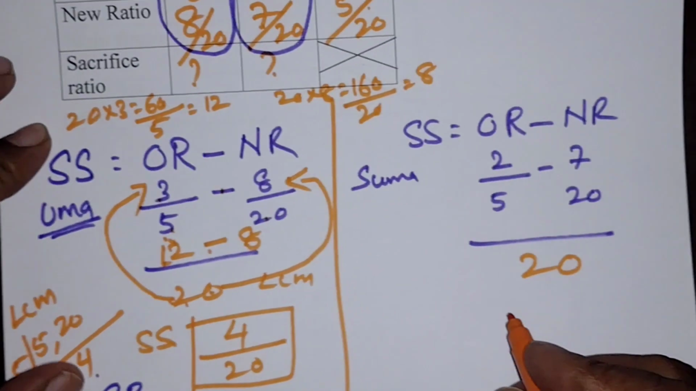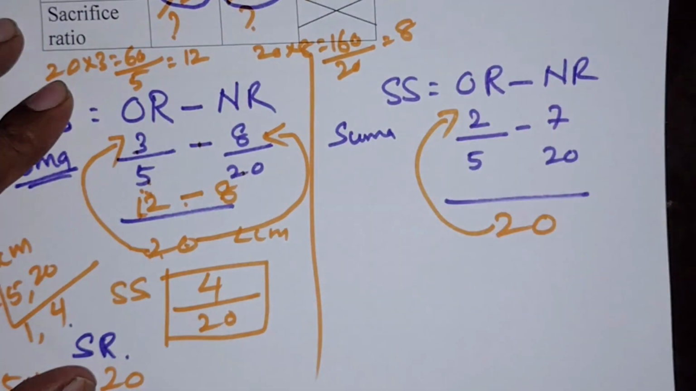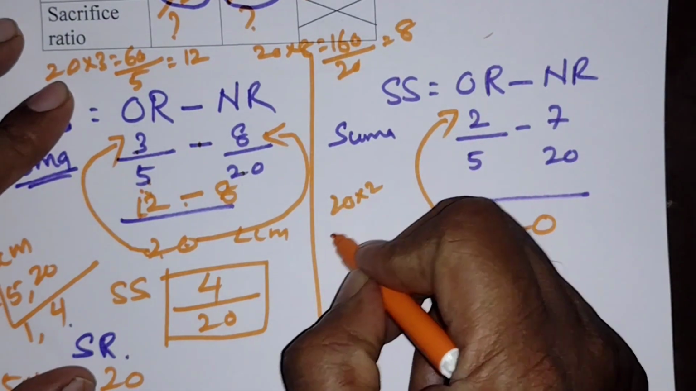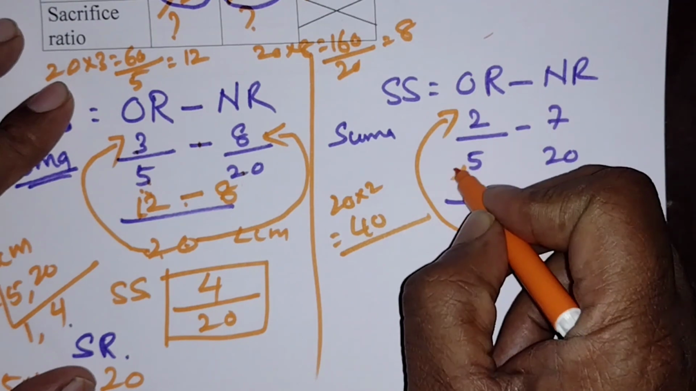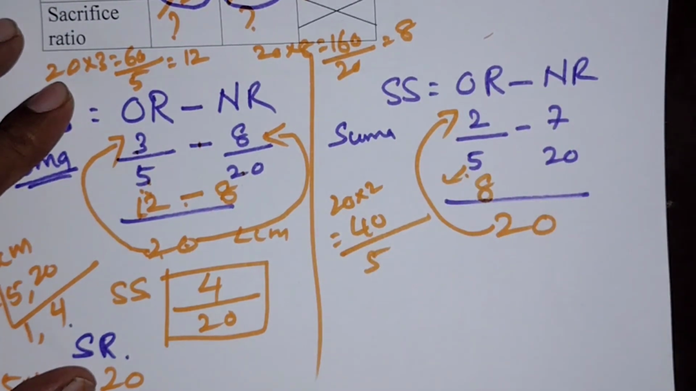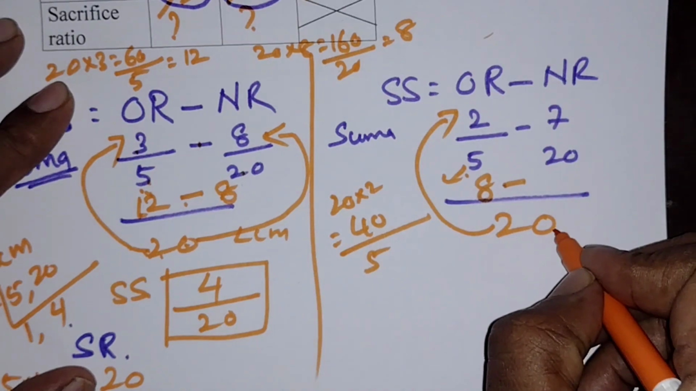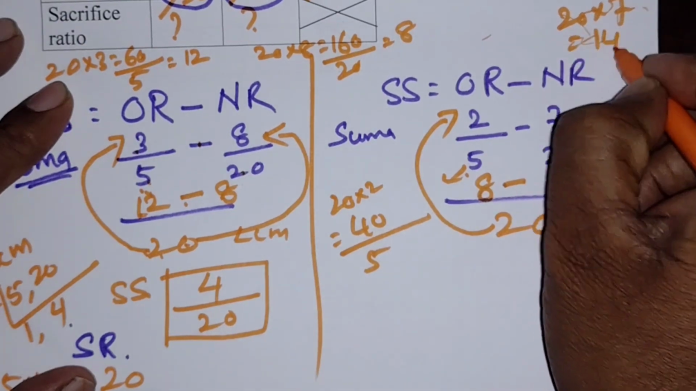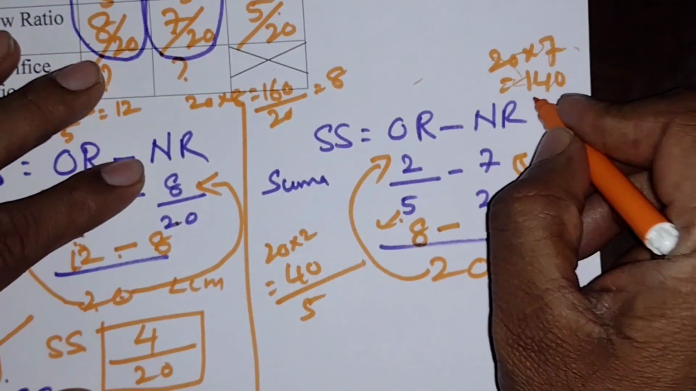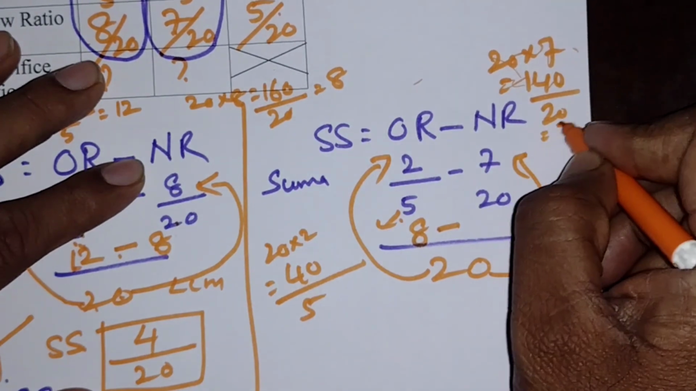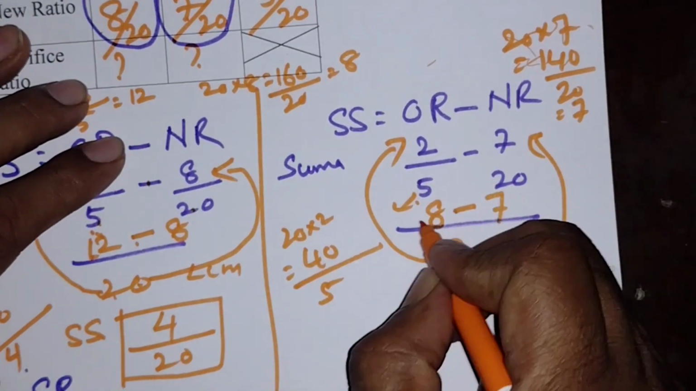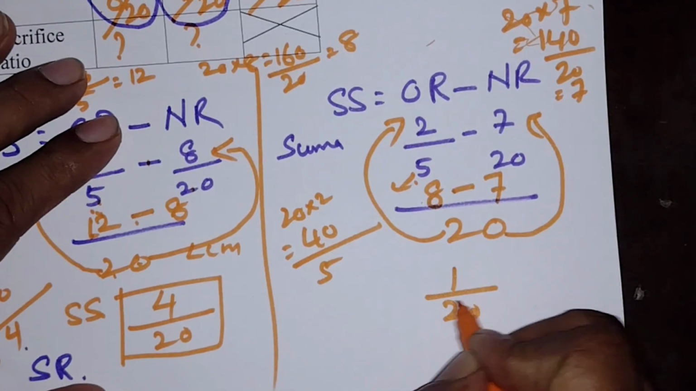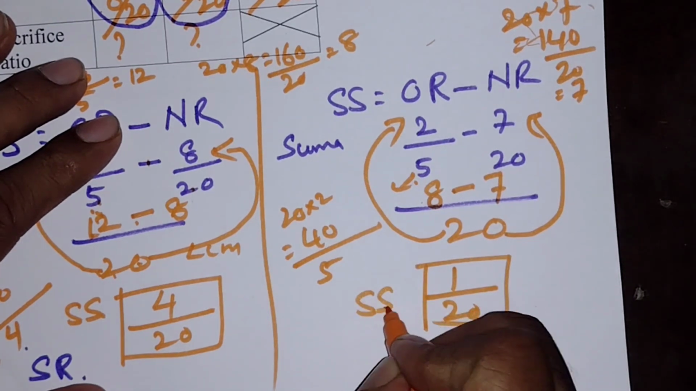Next, coming to the other one. 2 into 20, 20 into 2 is 40. 40 divided by this 5, I get 8. The symbol is minus. Again you should multiply this: 20 into 7, you get 140. This 140 divided by 20 is equal to 7. 8 minus 7 is equal to 1 divided by 20. This is called the share sacrifice.